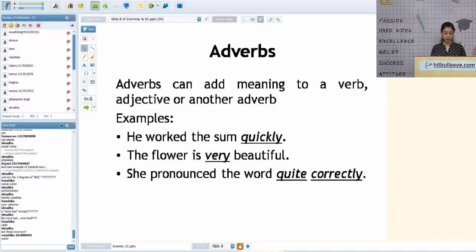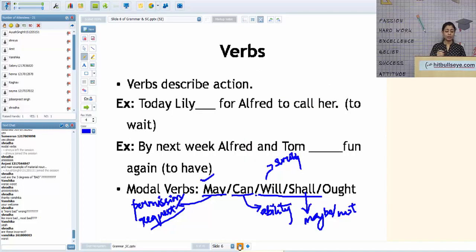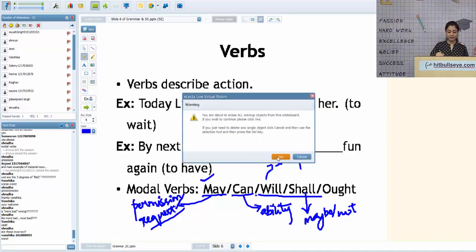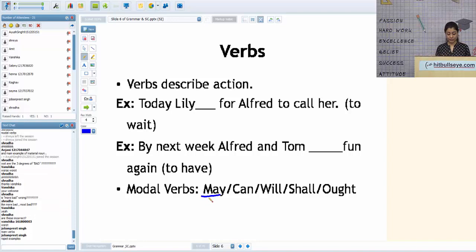Again, we are moving to adverbs, but as I promised, before moving on to adverbs, let me clear your doubt over the modal verbs. Great. So as I said, modal verbs add another quality, or they describe your verb by adding another factor to it. Let's see how they are different. May talks about permission or request.